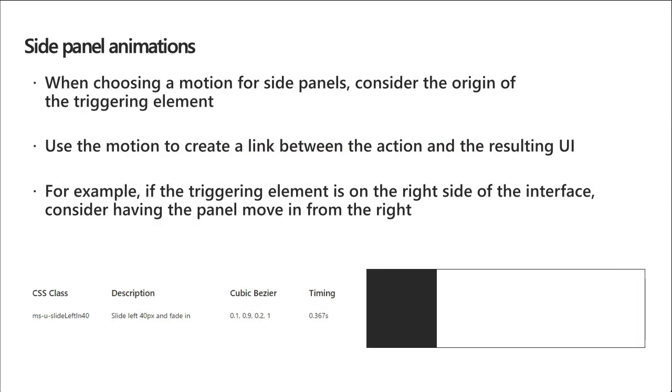Now, when it comes to side panel animations, when you're going to choose a motion for side panels, consider the origin of the triggering element. Use motion to create a link between the action and the resulting UI. For example, if a triggering element is on the right side of the interface, consider having the panel move in from the right side.